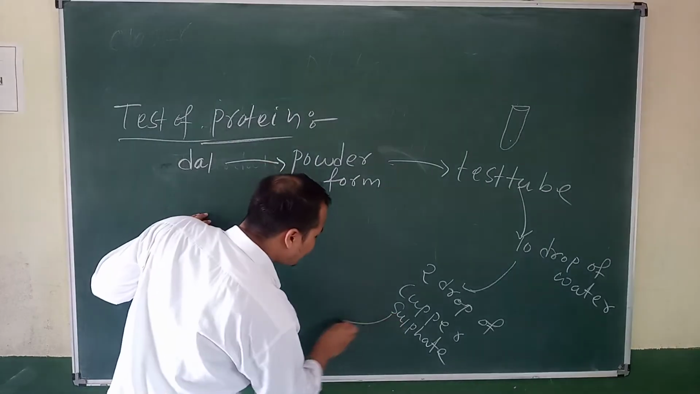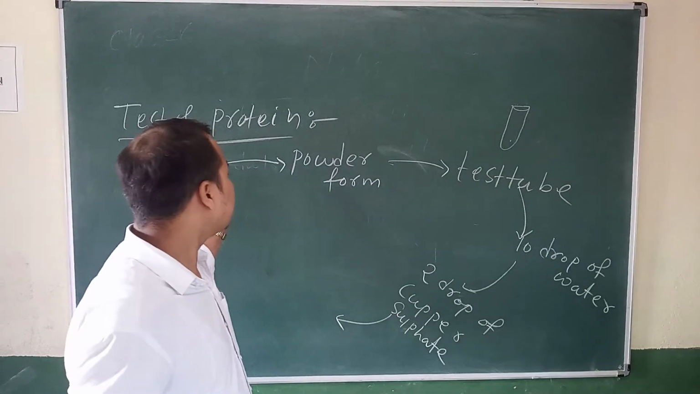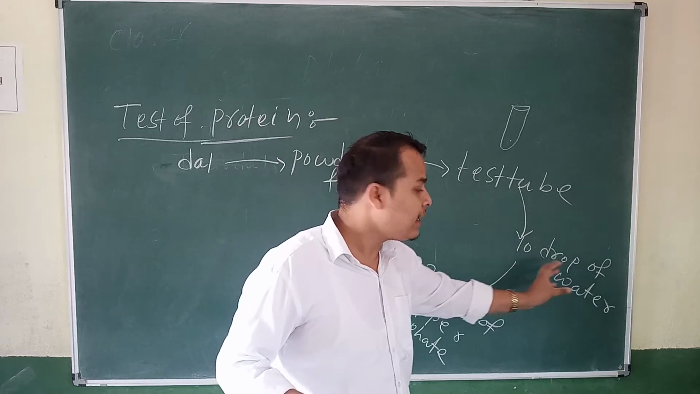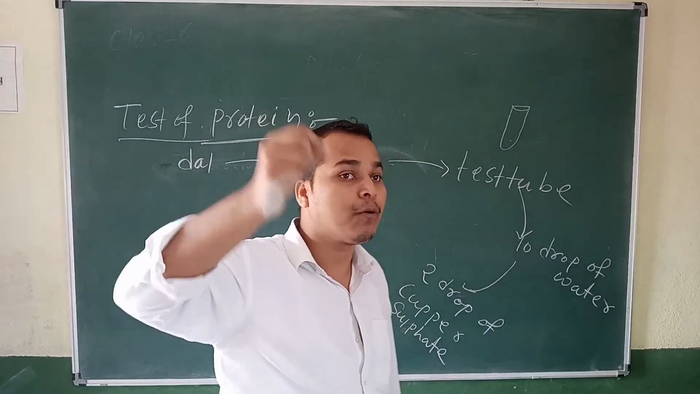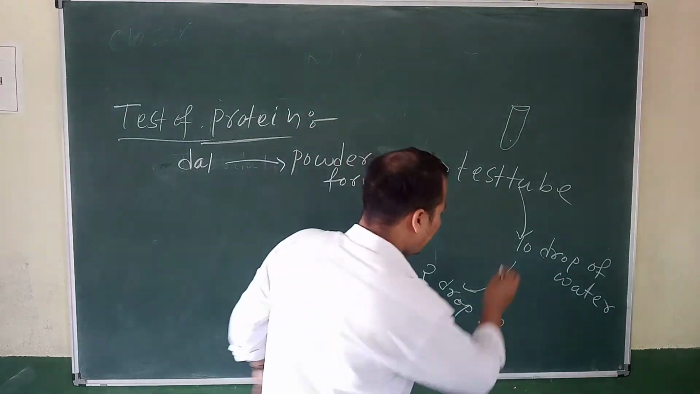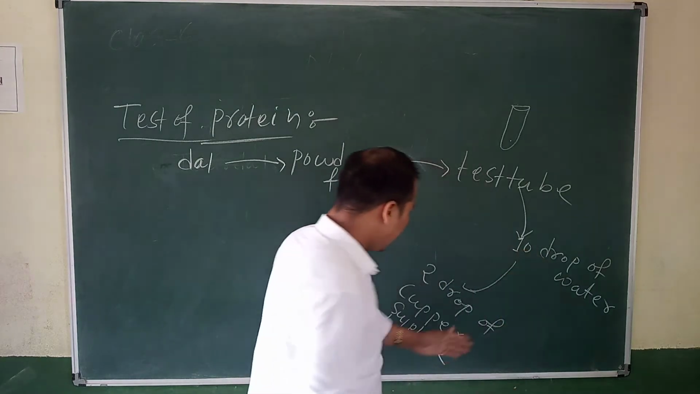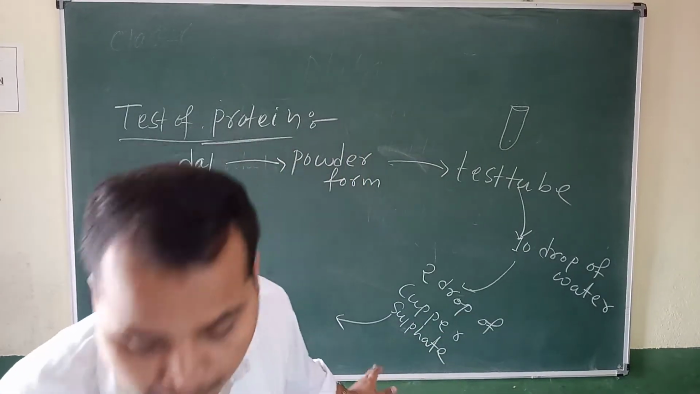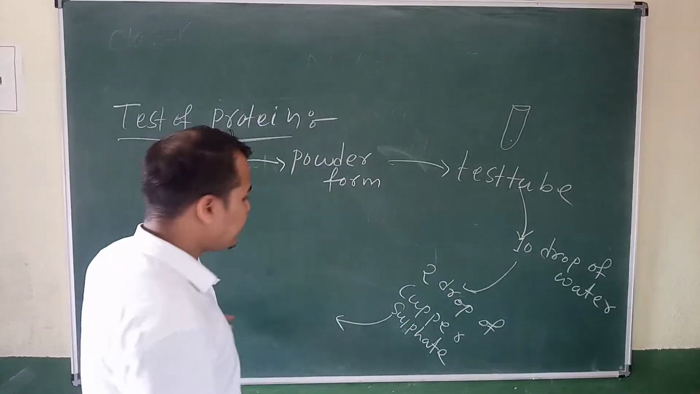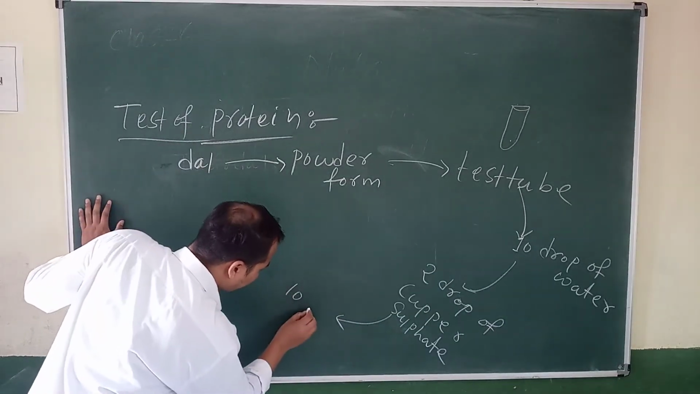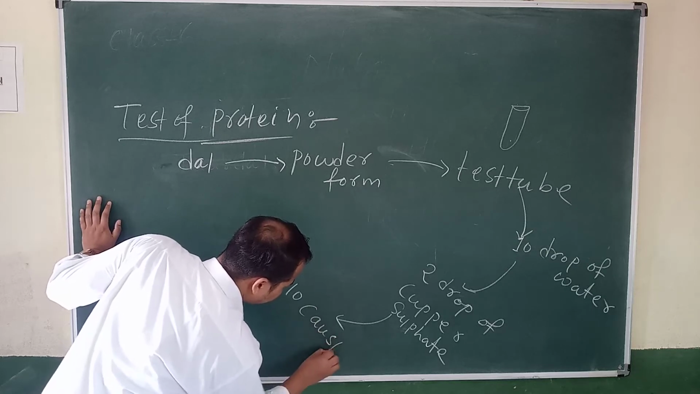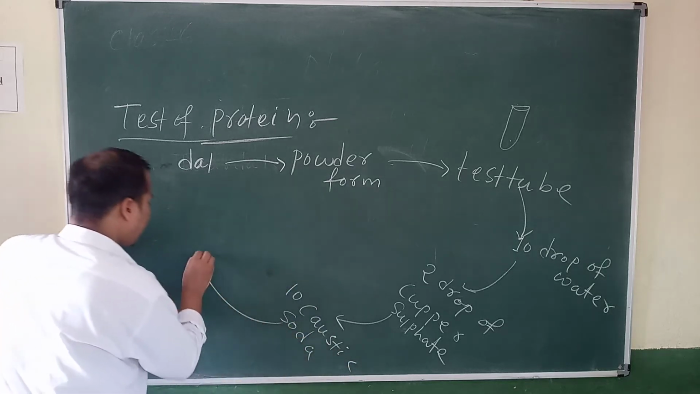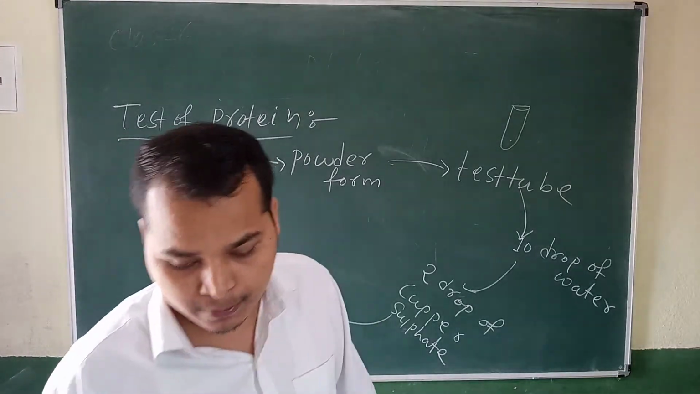Then come to the first step: make powder form. Then test tube. Then water, with the help of a dropper. 10 drops of water. Yes or no? Then 2 drops of copper sulfate. Then 10 drops of caustic soda. Then what will happen? 10 drops of caustic soda.